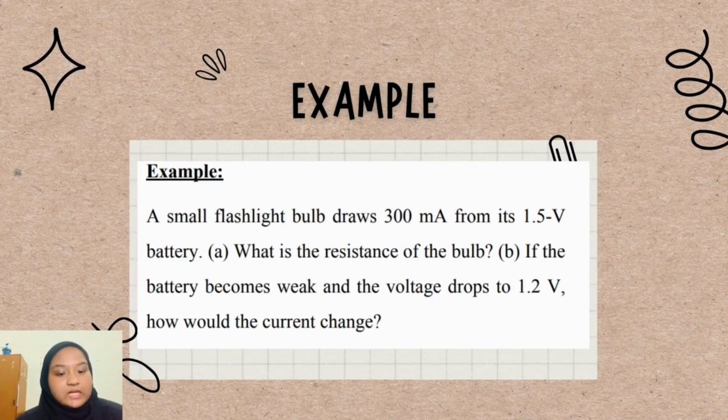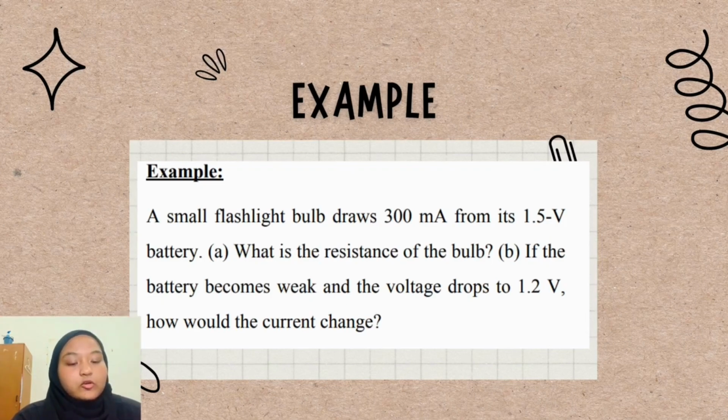This is the example of this topic. A small flashlight bulb draws 300 mA from its 1.5 volt battery. Question A, what is the resistance of the bulb? For question B, if the battery becomes weak and the voltage drops to 1.2 volt, how would the current change?